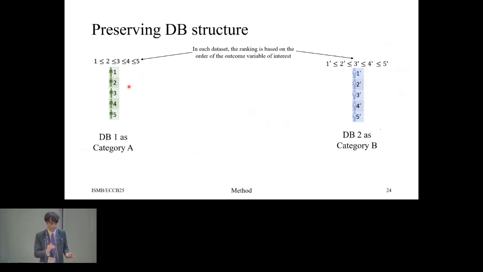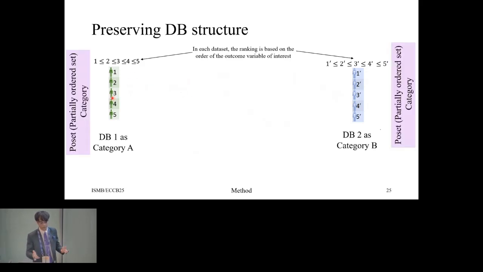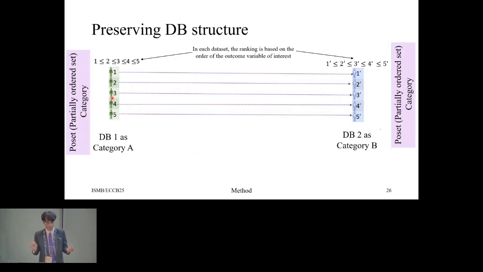So let's say it's the level of physical activity. In one database, one patient is more active than another, so you can arrange them in order, right? We can do that in both of the databases. So if you want a mapping function, it should preserve the order. By the way, this way of ordering a set, we call a poset category, or partially ordered set category. Now, a good map would map the most physically active patient in database A to the most physically active patient in database B. That's the basic principle on which we work.